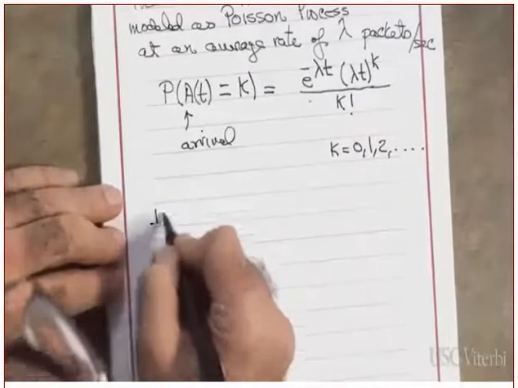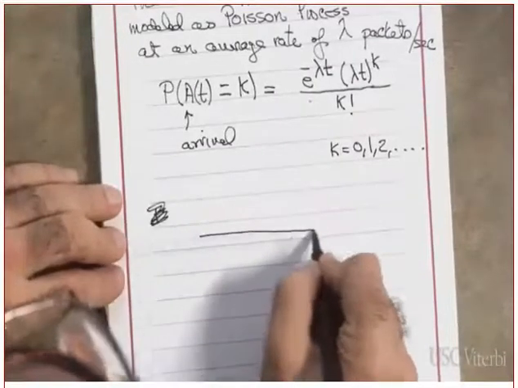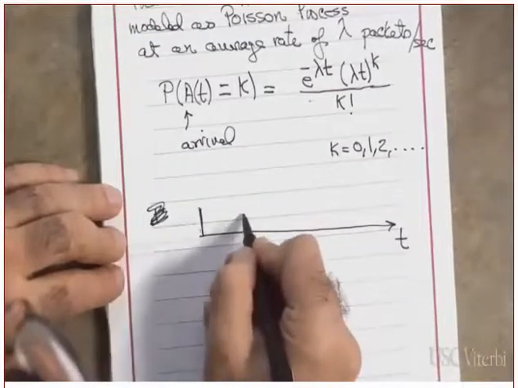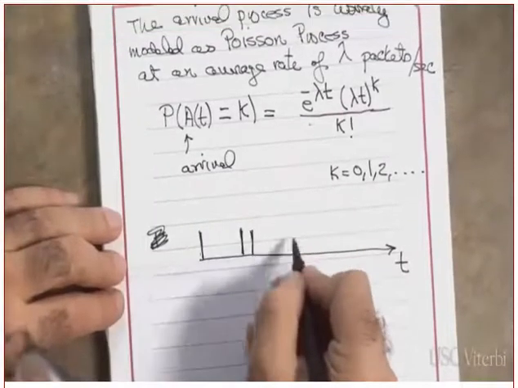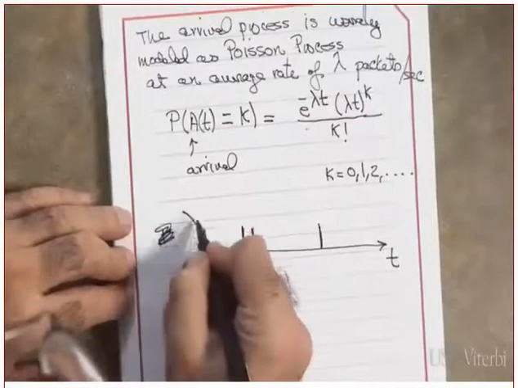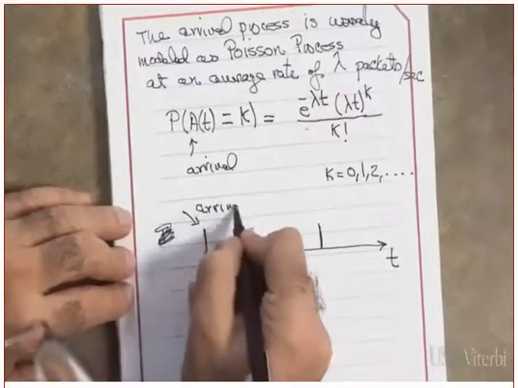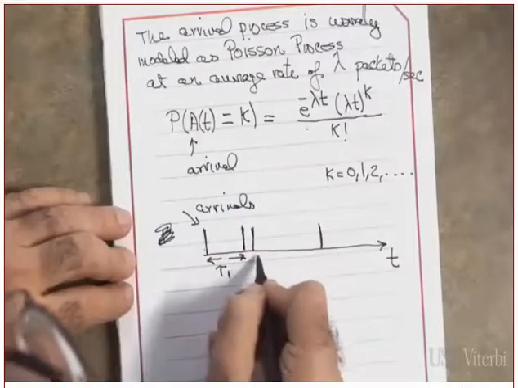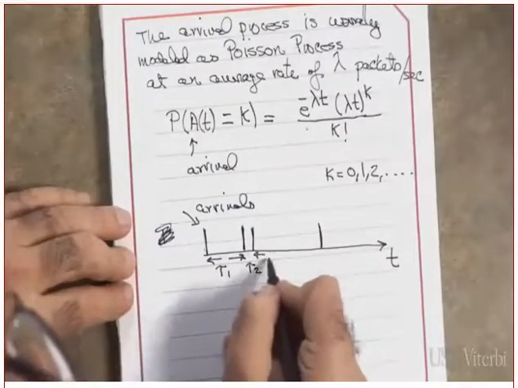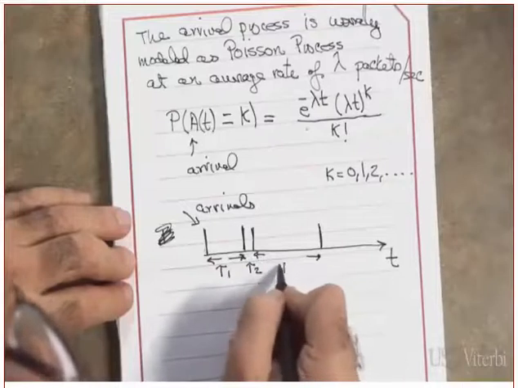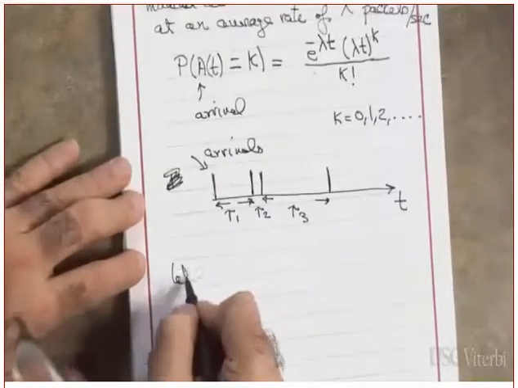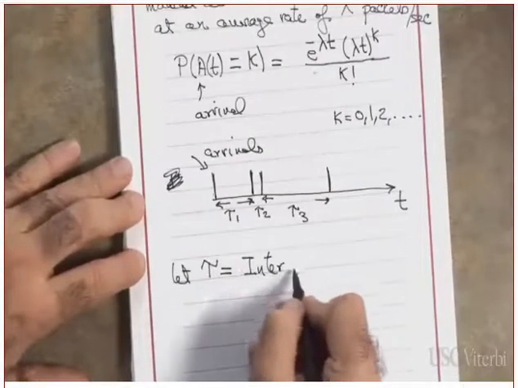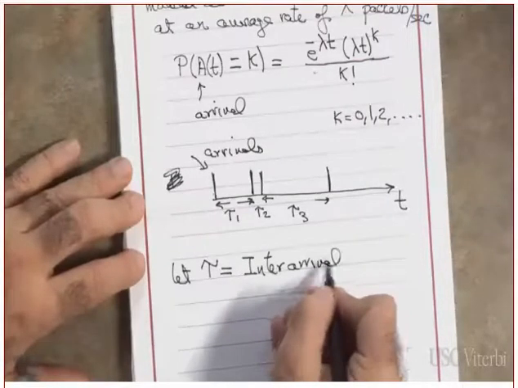By the way, how does it look? This is the time. This is, for example, an arrival, another arrival here, a third arrival here, a fourth arrival here. These are the arrivals. What do I call this? This is tau 1, this is tau 2, this is tau 3. Let tau be the arrival time.